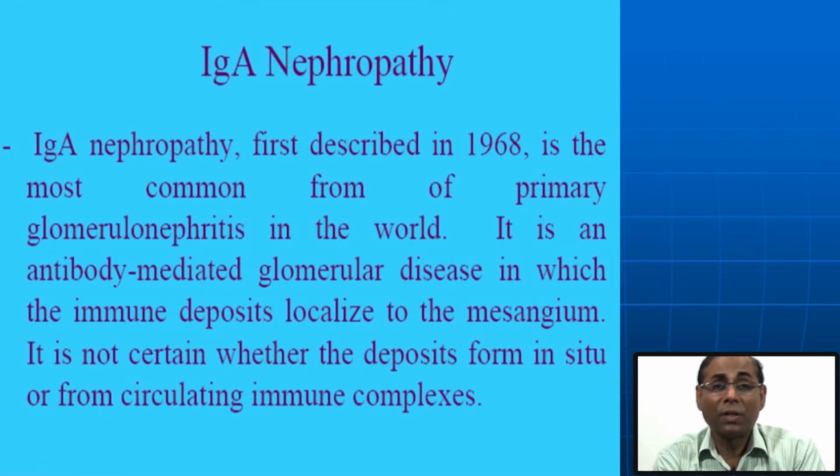After post-infectious, we enter into another immune complex associated glomerulonephritis, which is very important, that is IgA nephropathy.